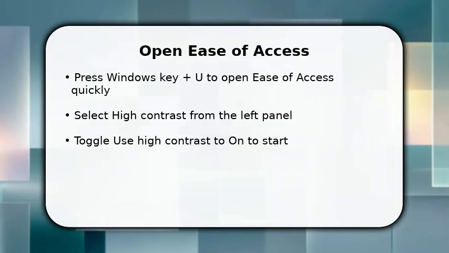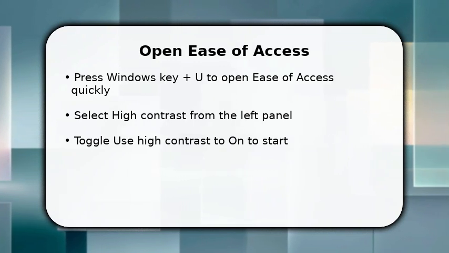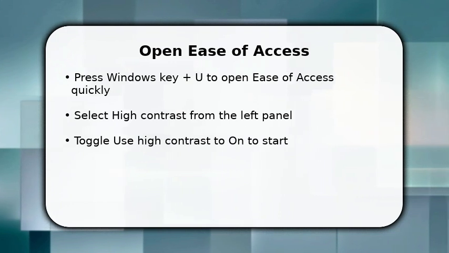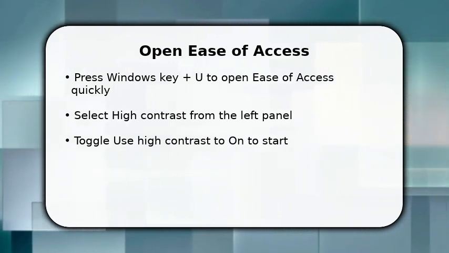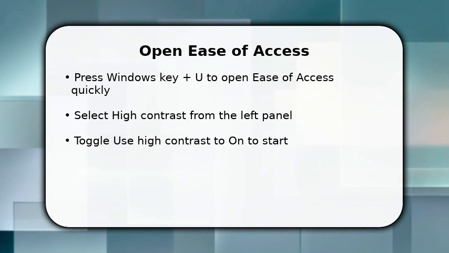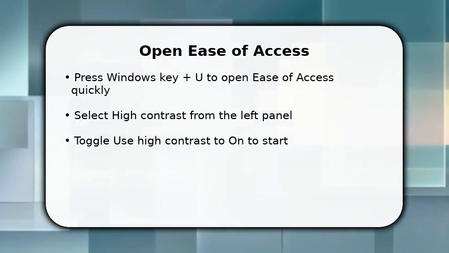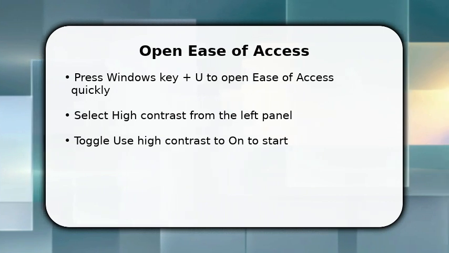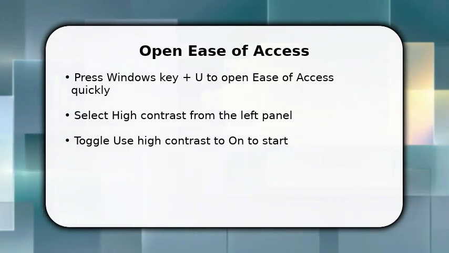You start by opening Ease of Access because that centralizes display settings. Press Windows key plus U to jump there fast. Once open, select High Contrast on the left so you see the specific contrast controls. Now toggle Use High Contrast to On to enable the feature. Doing this immediately shows the effect system-wide.